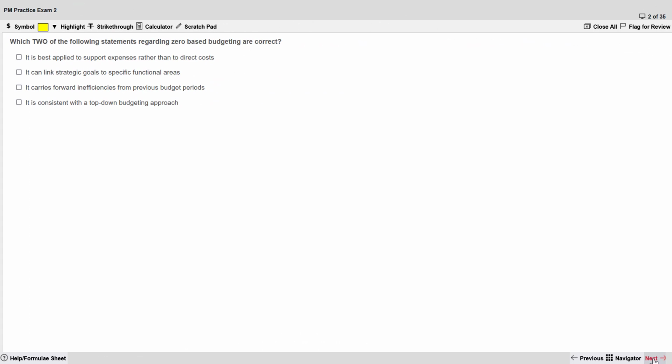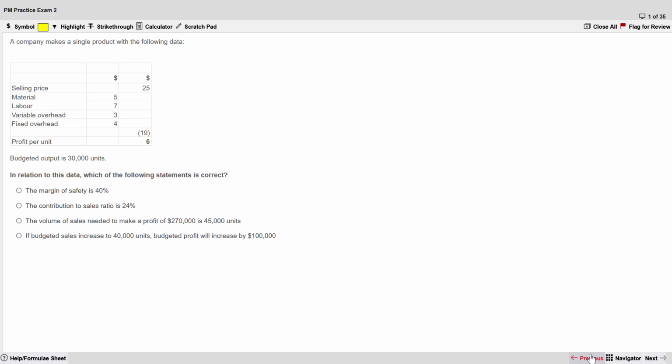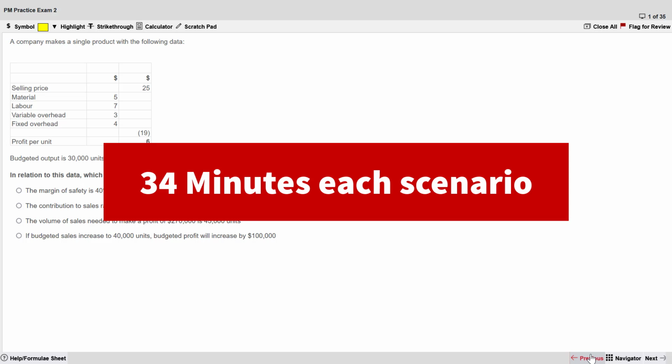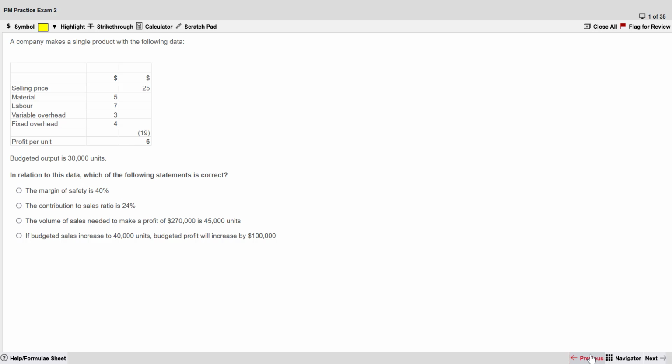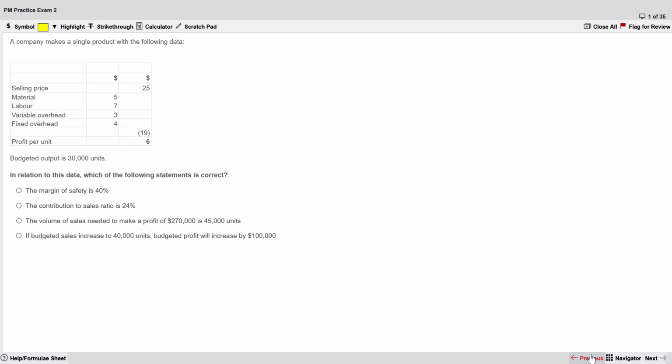So the approach. Spend 45 minutes on your first go through Section A. When the 45 minutes are up, stop what you're doing, leave it unfinished, even if it feels unnatural. Move to Section C of the exam. Spend 34 minutes on each of those questions. When you're done with that, move on to Section B, the most difficult part of the exam, in my opinion.